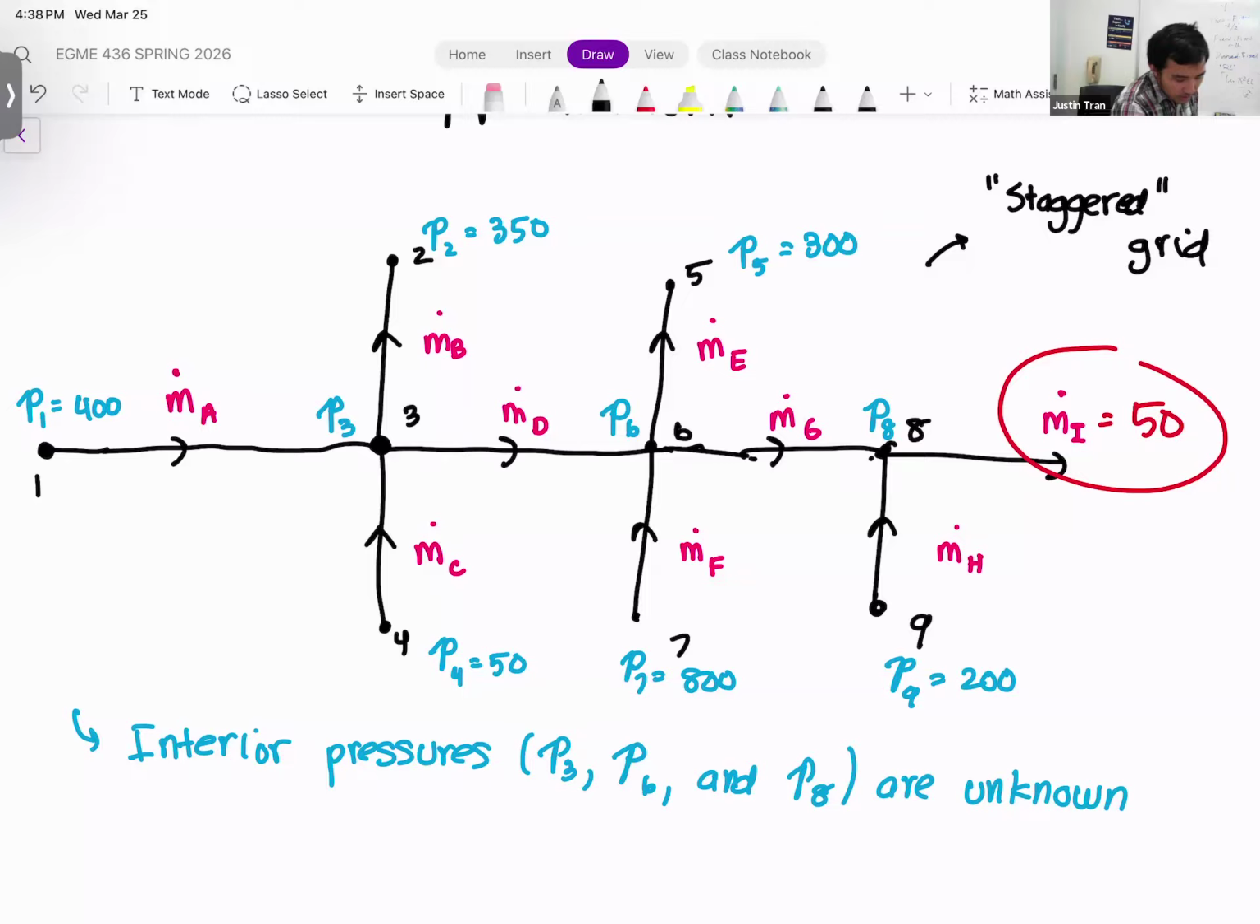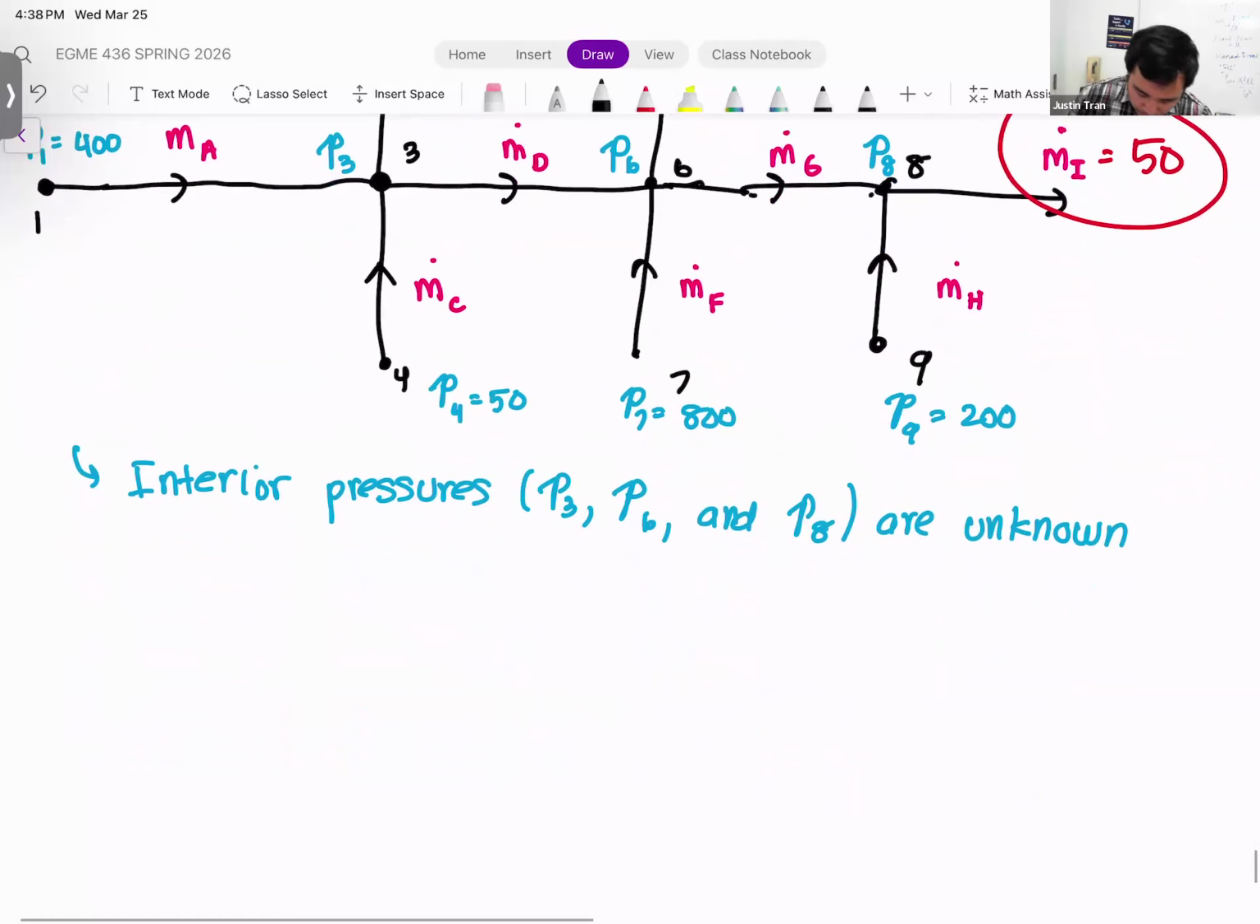Okay. All right. So let's complete the setup here. So the other thing that we need is the diameters of all these pipes.